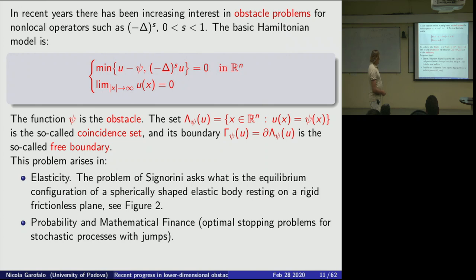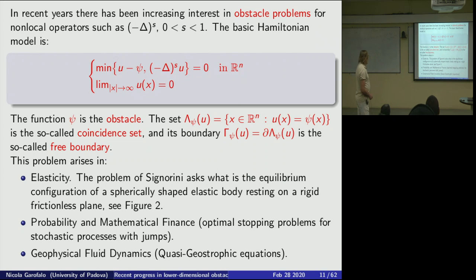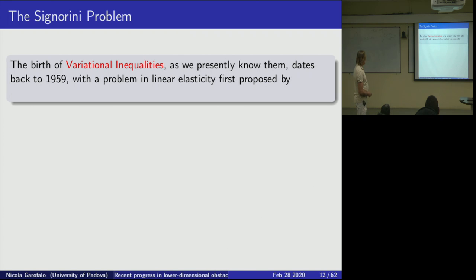Another prominent area in which these problems arise is probability and math finance: optimal stopping problems for stochastic processes with jumps. Stochastic processes with jumps are connected to the fractional power of the Laplacian. Also geophysical fluid dynamics, quasi-geostrophic equations, and there are many, many other subjects. Fluid dynamics also, I'll show you some examples as we go on.